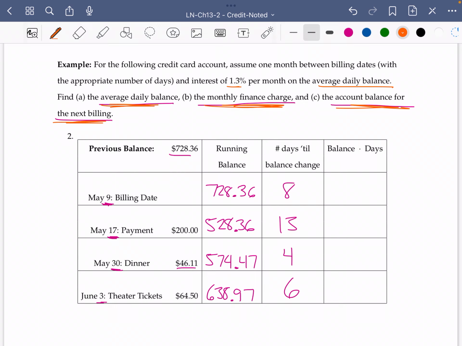Now, I've created this other column where we have balance times days. So we're going to take this balance times this number of days. So 728 times 8. That will give us $5,826.88. Okay, so that comes from taking 728.36 times 8. And we're multiplying this value by this value.